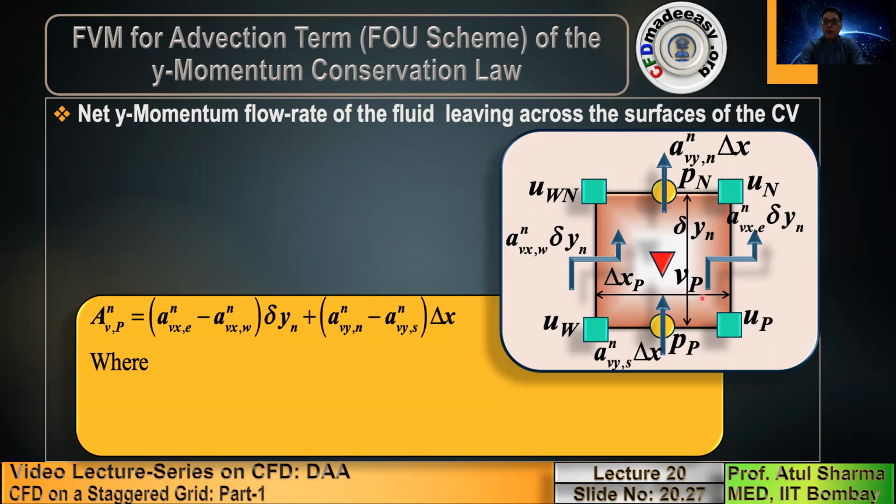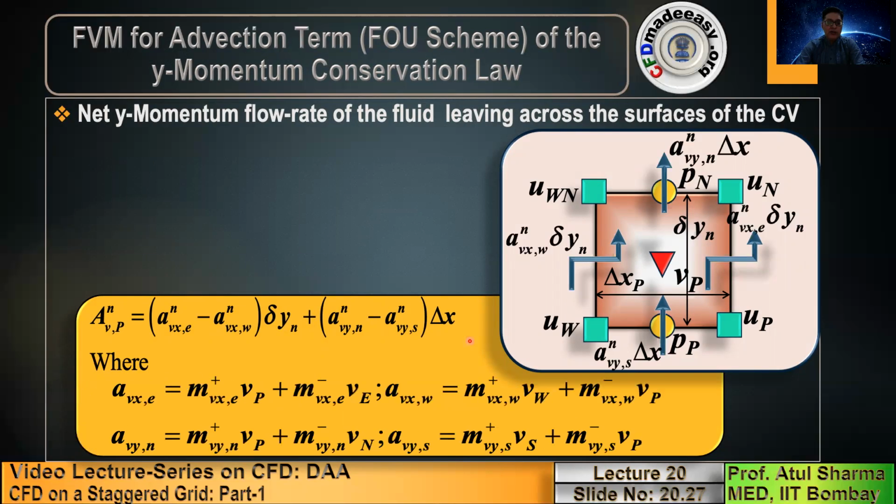And here again, if you use a first order upwind scheme to calculate V velocity on the east surface, if it is positive x direction, this will be Vp, and if it is negative x direction, it will be Ve, which is shown here, Vp and Ve for the first order upwind scheme. So for the first order upwind scheme, I am showing you how to calculate the y momentum flux on the various surfaces of the control volume.